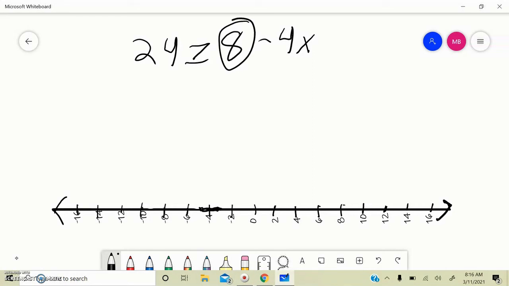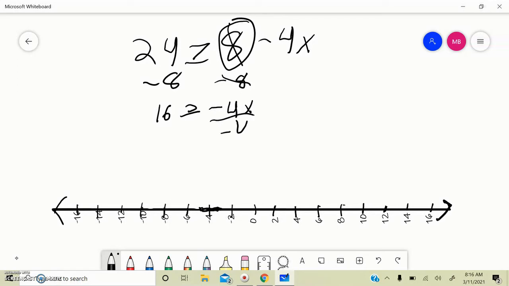So I'm going to do the inverse of the positive sign, which is the minus sign or negative. So I'm going to subtract 8 on both sides. So I do 24 minus 8, which gives me 16, is greater than or equal to negative 4x, because my 8's will cancel on the side with my variable. So now I have a one-step inequality left.